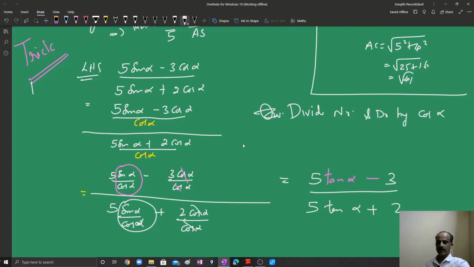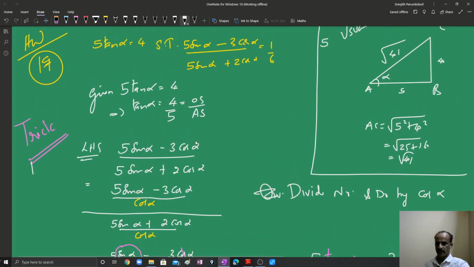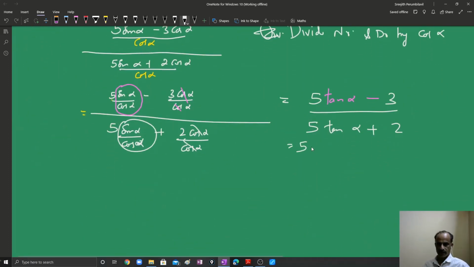But what is tan alpha? Tan alpha is given as 4 by 5. Substituting the value 4 by 5: 5 into 4 by 5 plus 2.